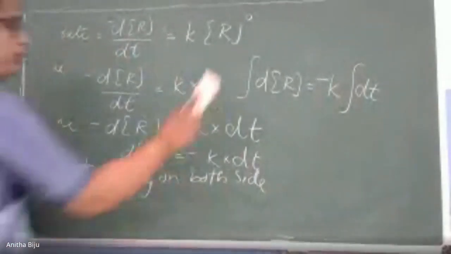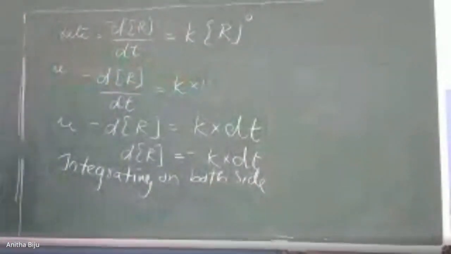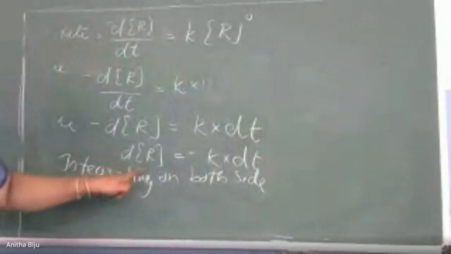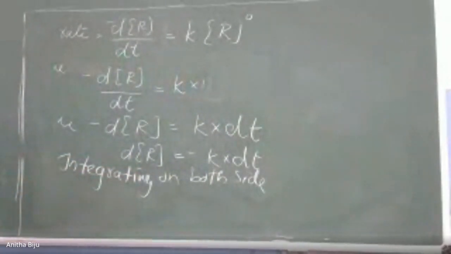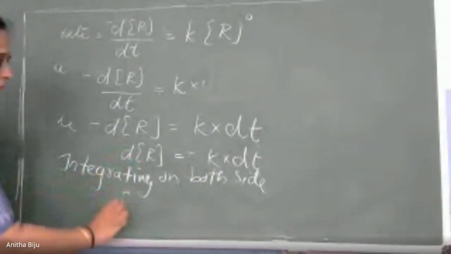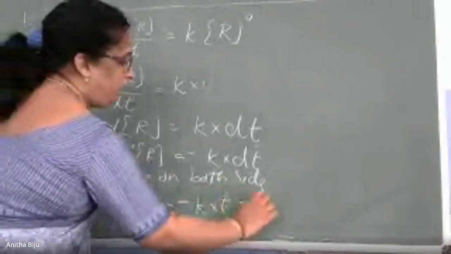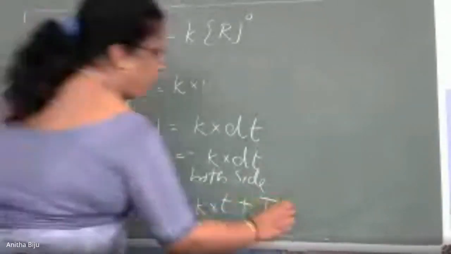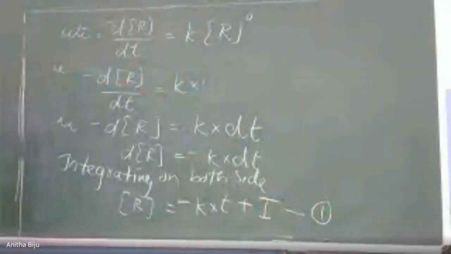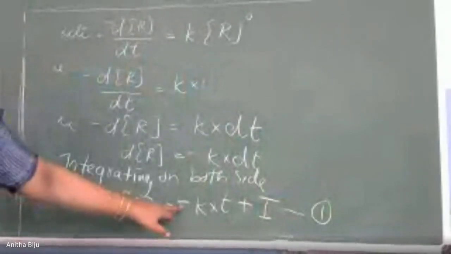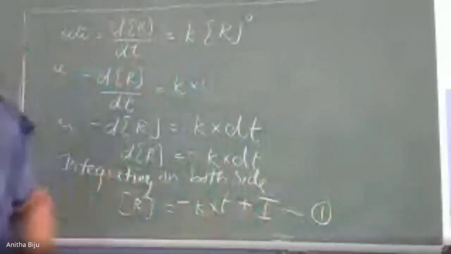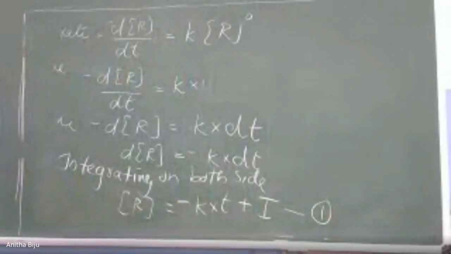No need to learn it. Leave it. So, removal of simply the symbol d. When we integrate on both sides, what we will get? Very simple. Here, R is equal to minus k into t plus I. This is equation number 1, where I is called the integration constant.